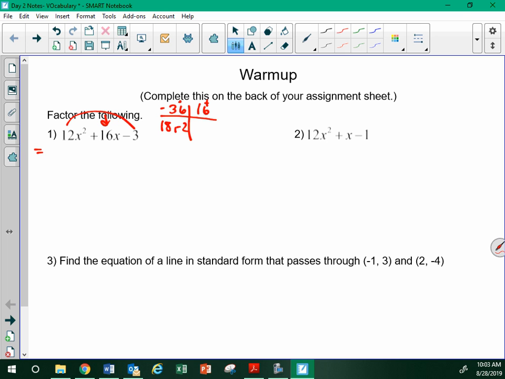But we do have here 18 and negative 2. Because it's not a 1 in front, we have to actually do the regrouping. So I have 12x squared plus 18x minus 2x minus 3. And it doesn't matter if I wrote the 18 first or the 2 first. What property permits me to move those around? Commutative property of addition. Good. Awesome.